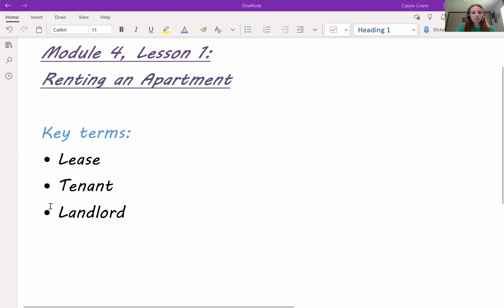And then the next one is the tenant, which would be whoever's renting the apartment, whoever's going to live in there. And then the landlord would be the owner of the apartment. So those are the key terms.